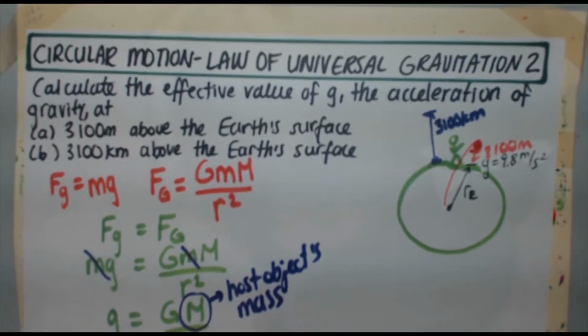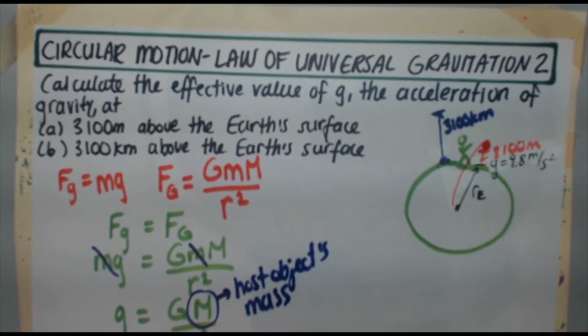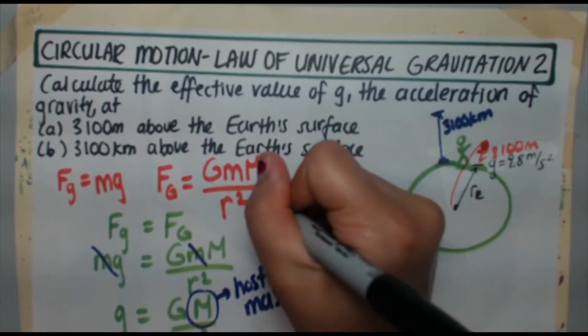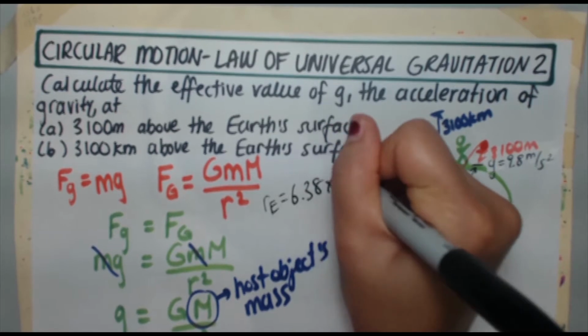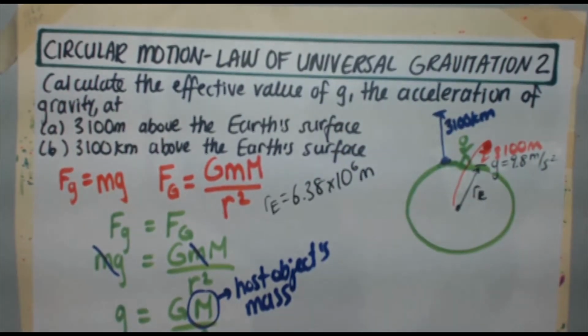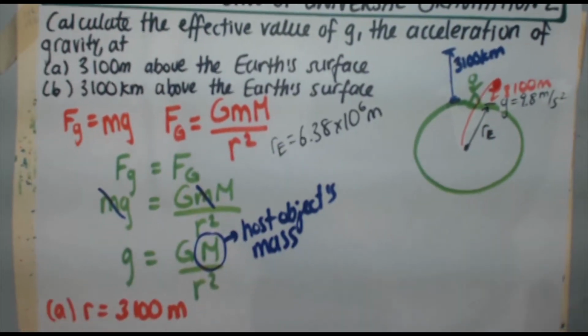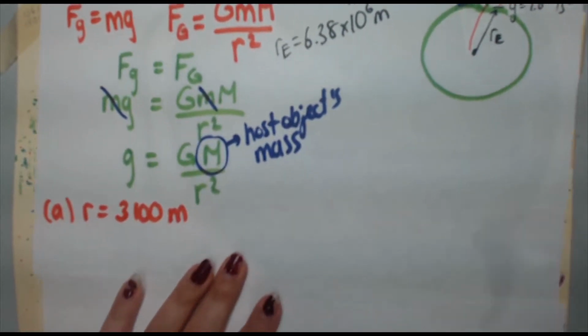Now, they don't tell you the radius of the Earth in the question. It's assumed that you know it, and if you don't, you should memorize it. The radius of the Earth is 6.38 times 10 to the 6 meters. Okay, so just memorize that. You might be given it on a formula sheet. I don't know. Make sure you check on that. Okay, so here we go.